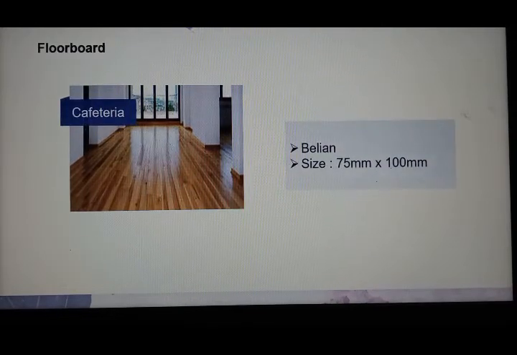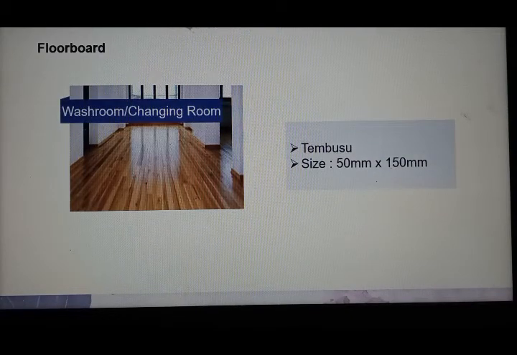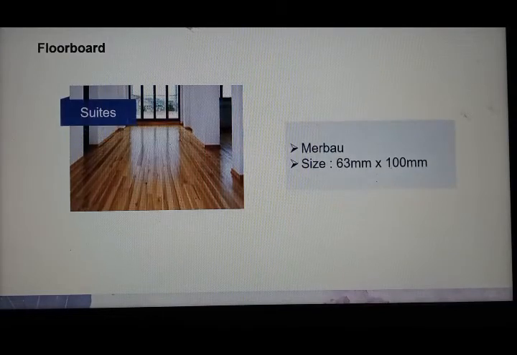The next one is cafeteria. We also choose Belian type of timber, but the size is 75 mm x 100 mm. The next one is washroom or changing room. We choose Tembusu type of timber and the size is 50 mm x 150 mm. The next one is the suite. We choose Merbau and the size is 63 mm x 100 mm.